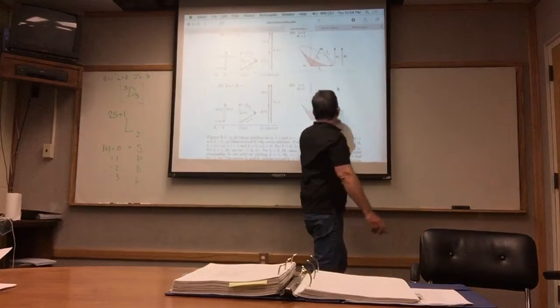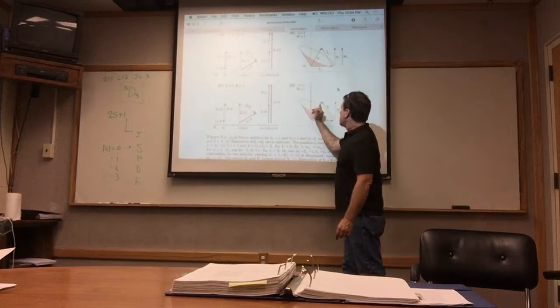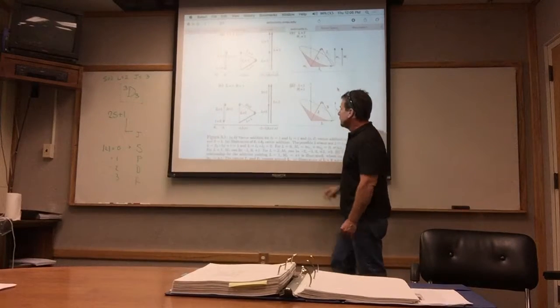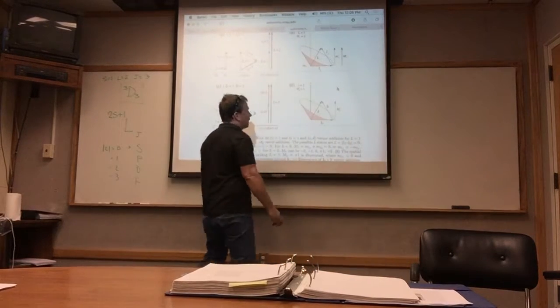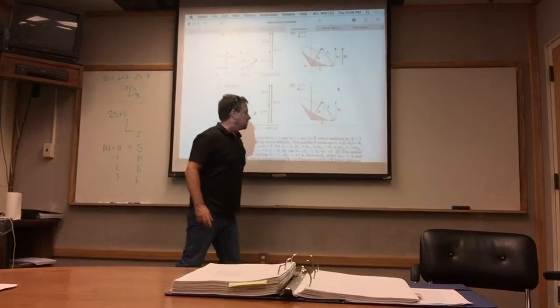Here's an example of m_J equals plus 1, projected here. J precesses. Here's your L, and here's your S. Okay, so this is the vector length of these vectors.